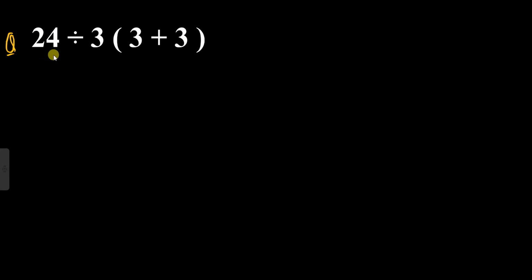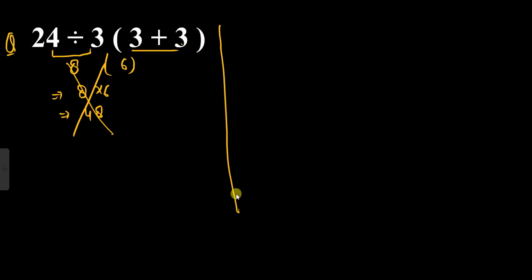The question is 24 divided by 3 inside the bracket 3 plus 3. Now 24 divided by 3 will become 8, and inside the bracket 3 plus 3 will become 6. Now 8 times 6 equals 48, but this is wrong.